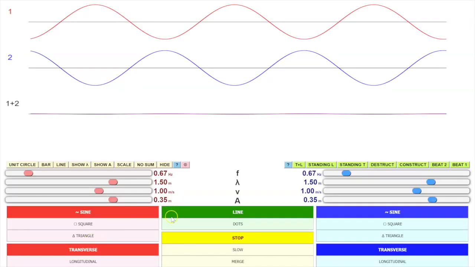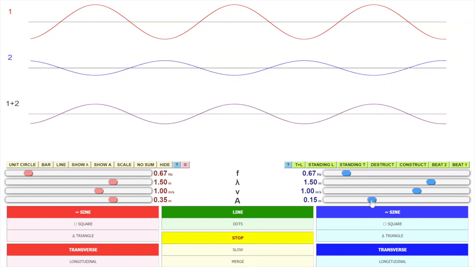If I change the amplitude of one of these waves, so let's say for wave 2, I'm going to lower the amplitude from 0.35 to 0.15. What happened to our wave sum? Now we actually do have a resultant wave. Instead of it just being at equilibrium, we have a little bit of a wave.